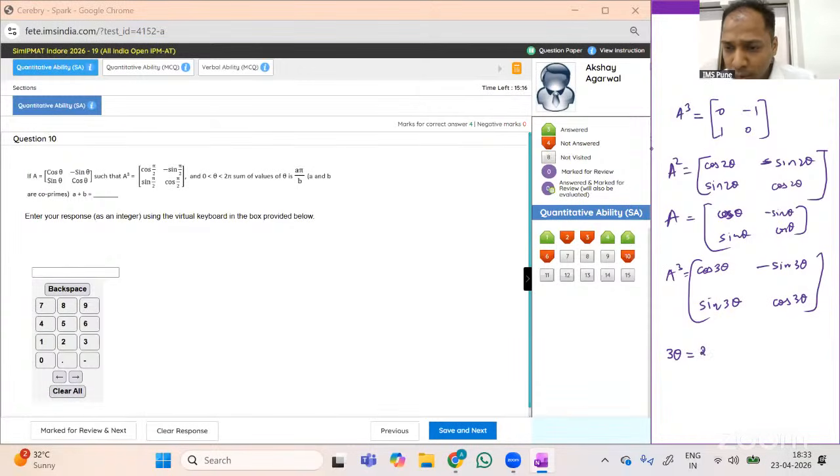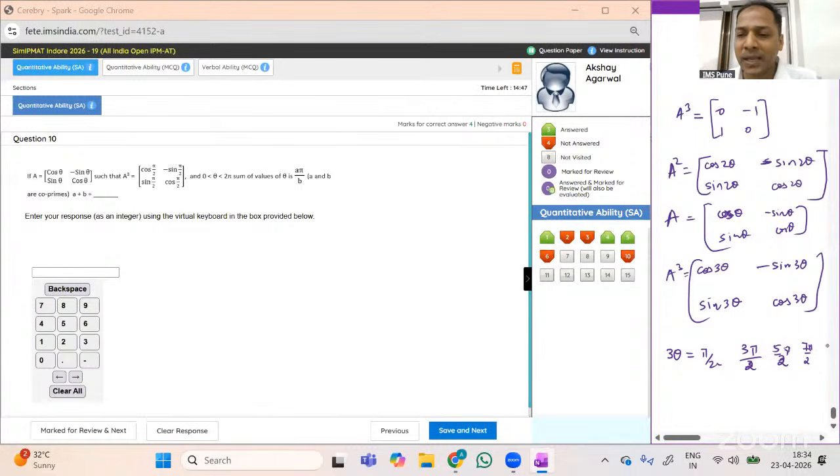So that's 2n plus 1, and theta is between, okay. So basically 3 theta is pi by 2 or 3 pi by 2 or 5 pi by 2 or 7 pi by 2. This goes on till we reach 6 pi, right? So this is only 3.5.